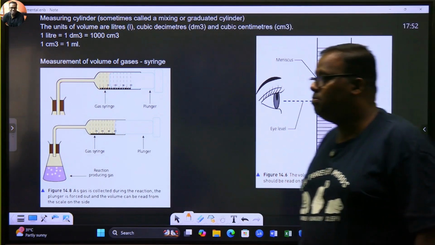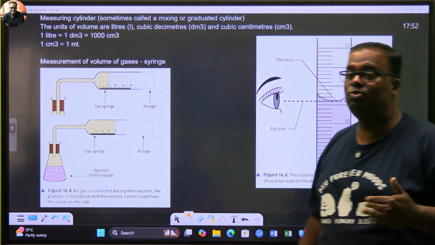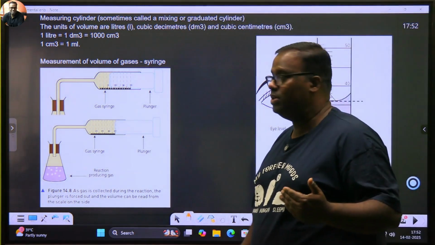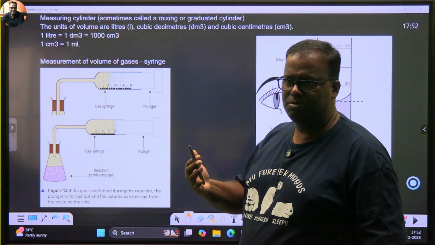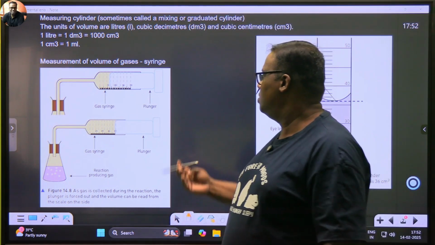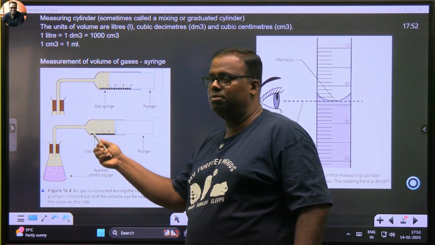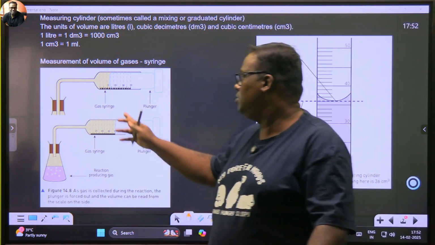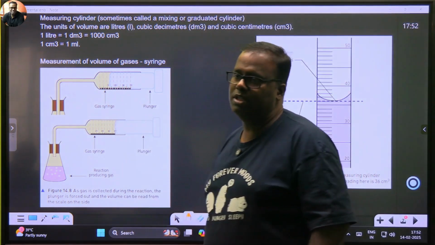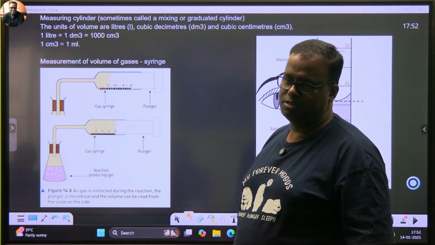Okay. Measurement of volume of gases. Now say we have a reaction in which gas is being produced. In that case, we measure the volume using a syringe. A syringe is the pharmaceutical type of syringe that we have seen. A syringe always has a plunger. When the gas is produced, the gas will create a pressure which moves the plunger. The distance moved by the plunger is recorded, and that way you get to know how much volume of gas has been formed.